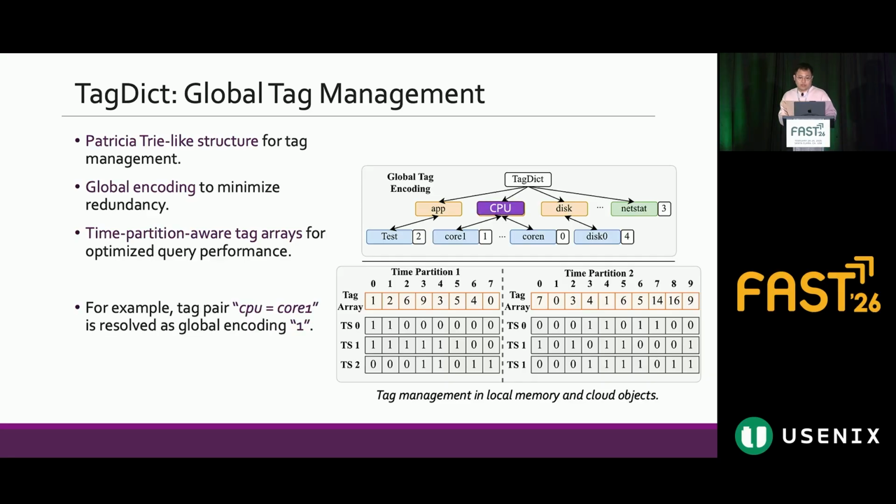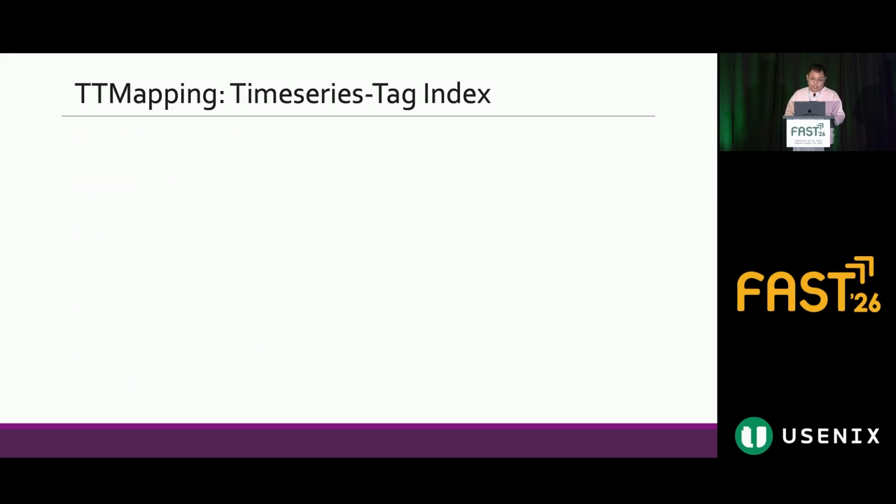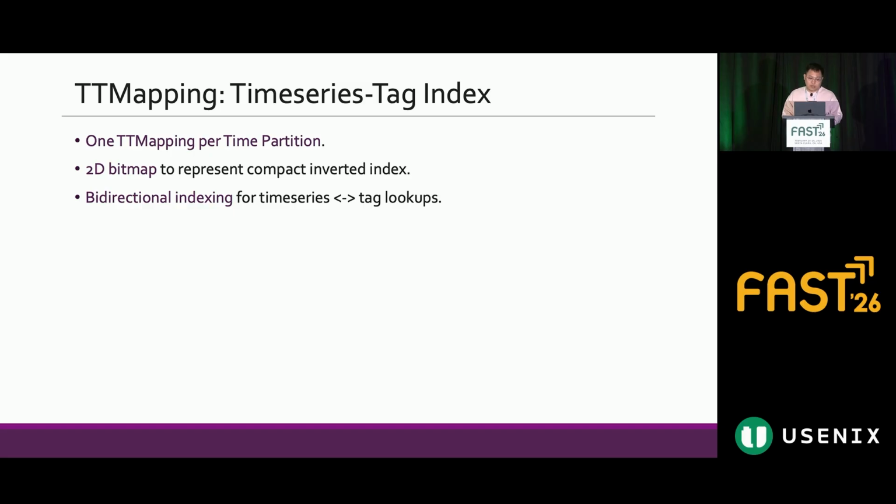And shown here, for the CPU core 1, the global encoding here is 1. And in the time partition 1, the tag arrays index 0 is utilized to represent this time partition CPU core tag pair. And similarly in the time partition 2, the index 4 is utilized to represent this tag pair. So this significantly reduces the reference size for the tag pairs. And with this encoding, we can build up a very straightforward time series and tag index.